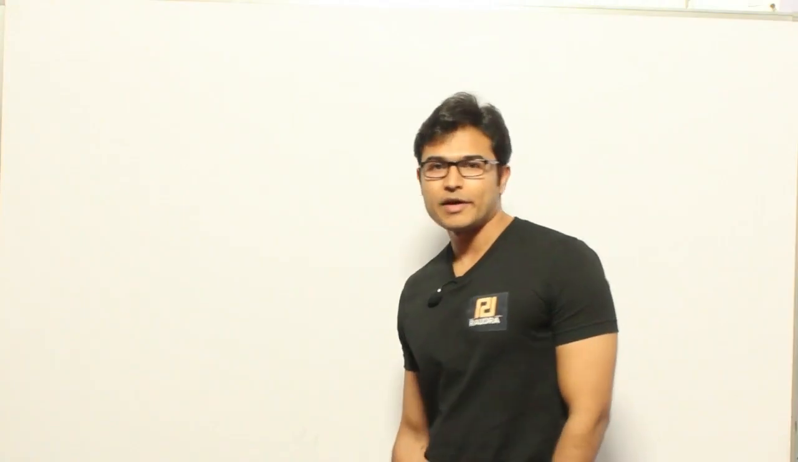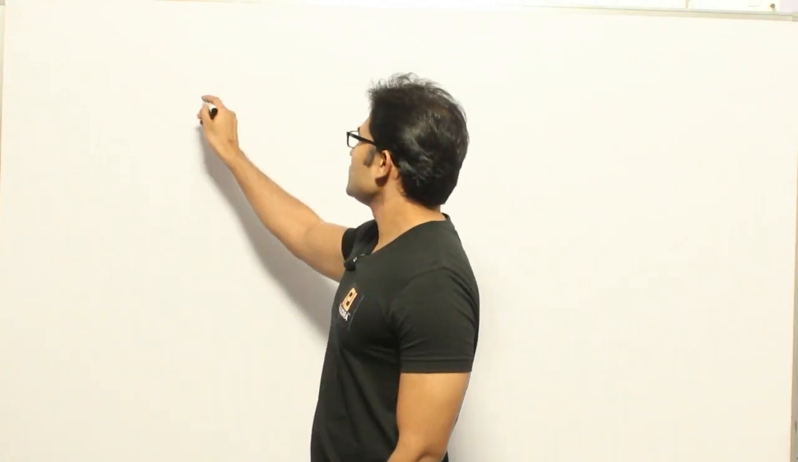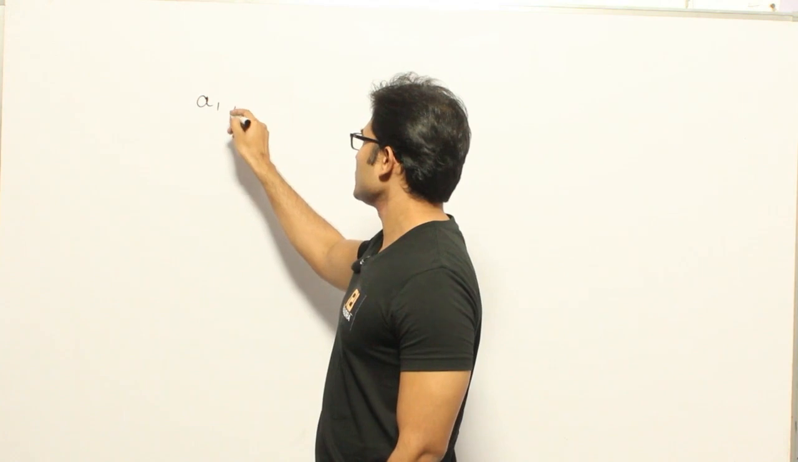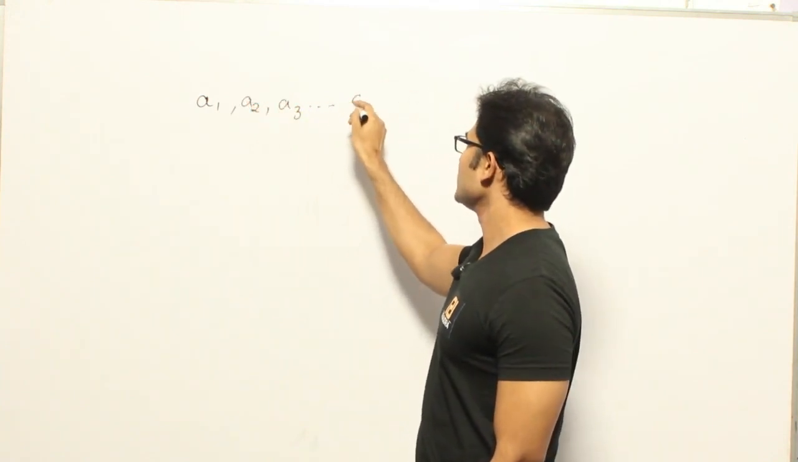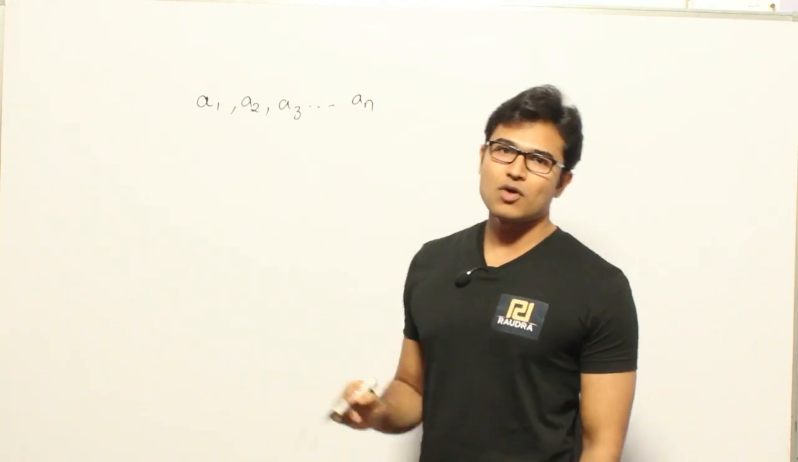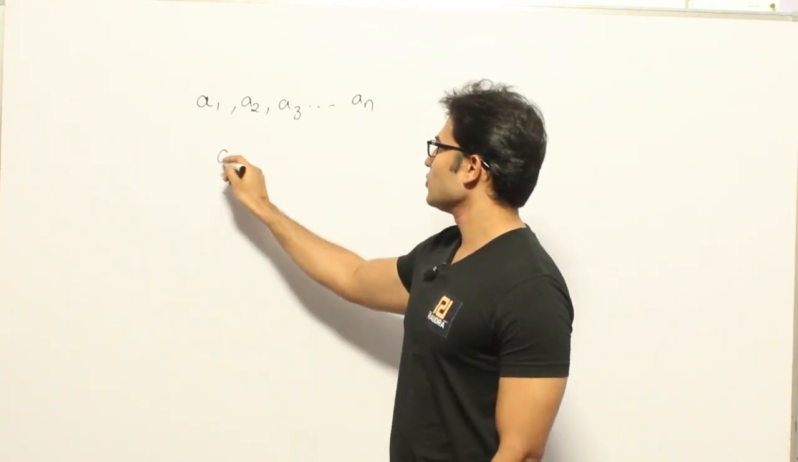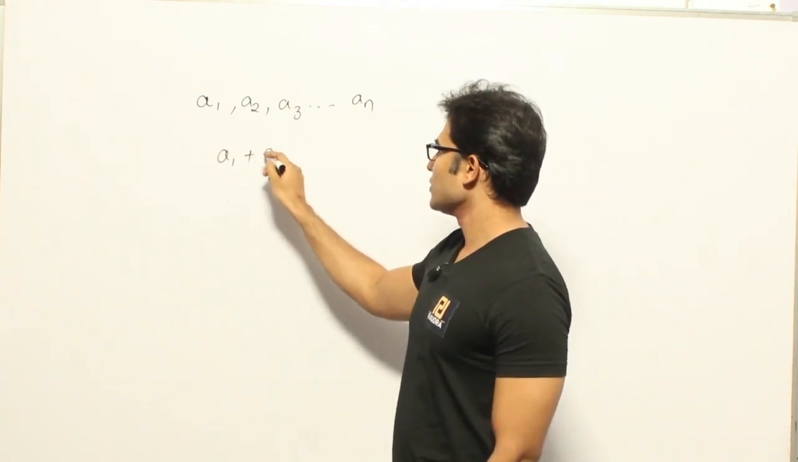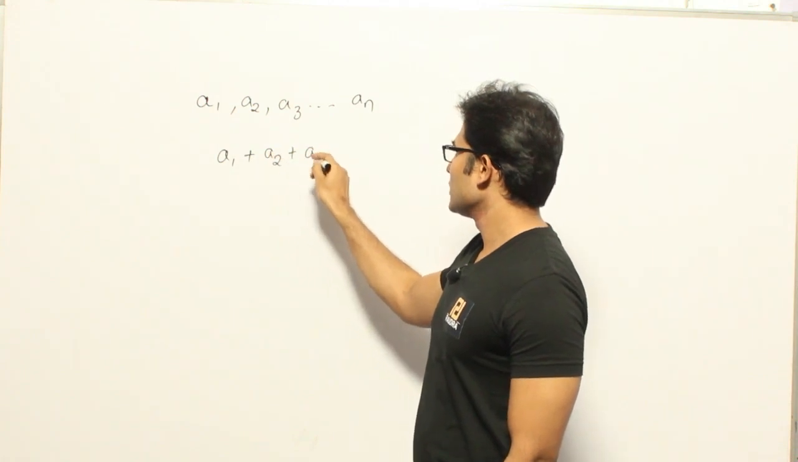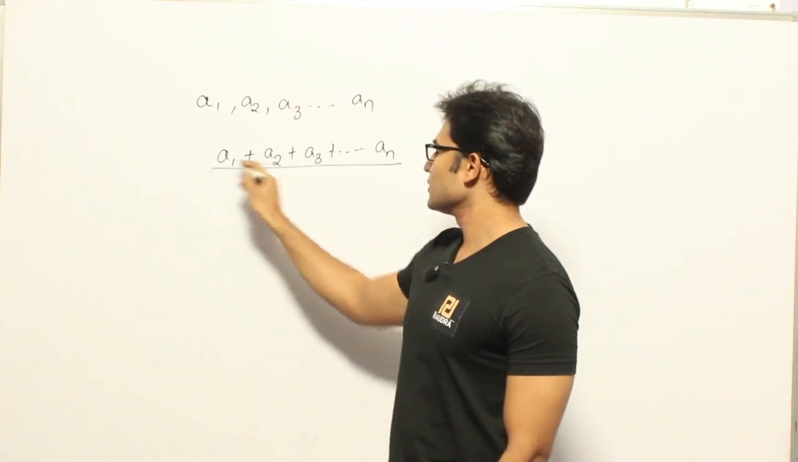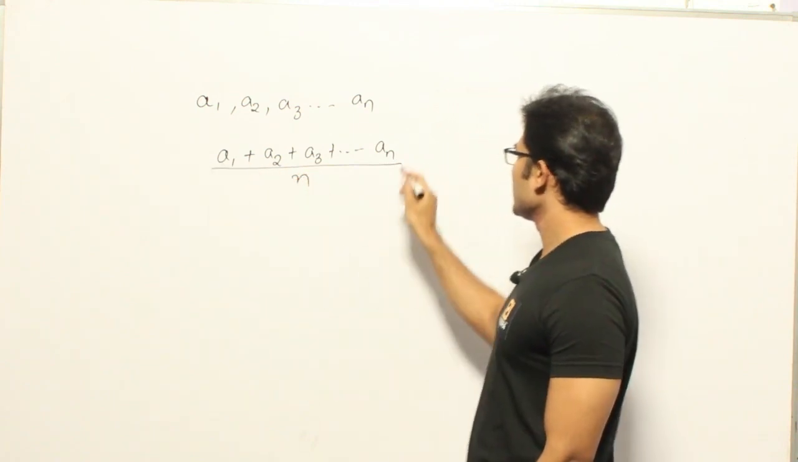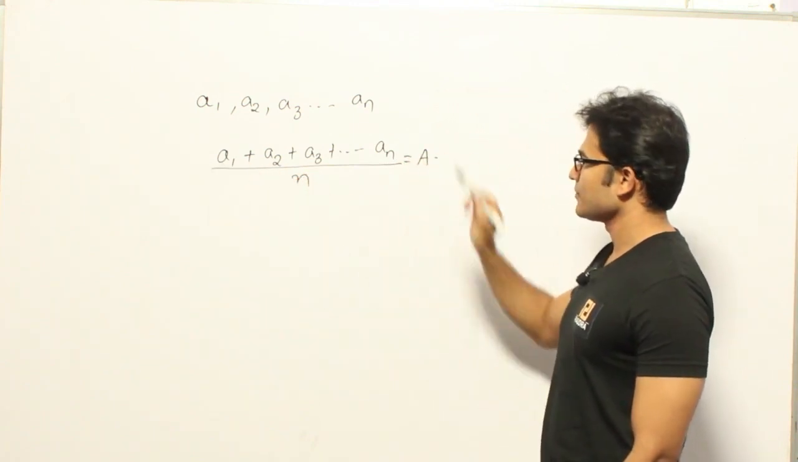Let's see some properties on averages. So assume that we have n elements, a1, a2, a3, and so on up to an. Now if I try to find out the average of all these n elements, we know it is a1 plus a2 plus a3 plus so on plus an, divided by n. So this is the average of n elements, right? Let us say the average I got is a.